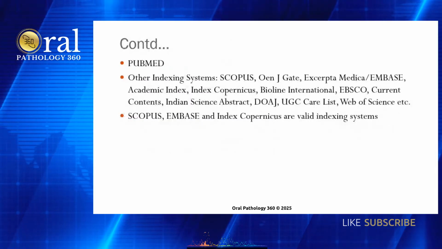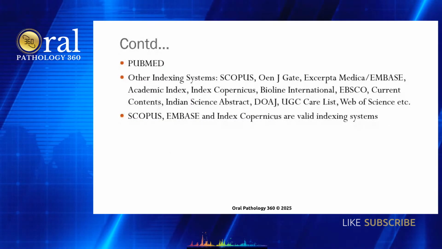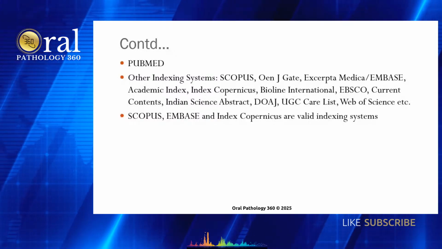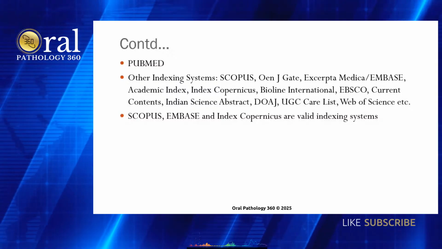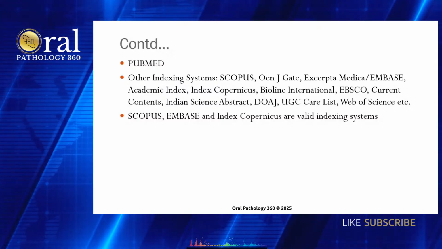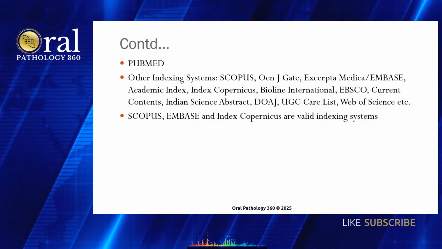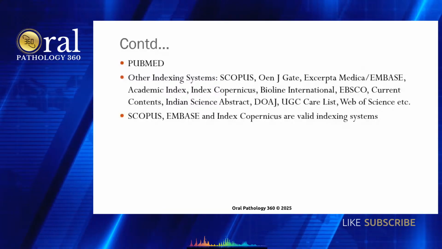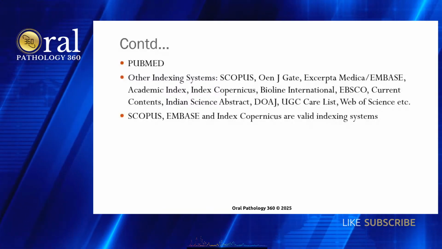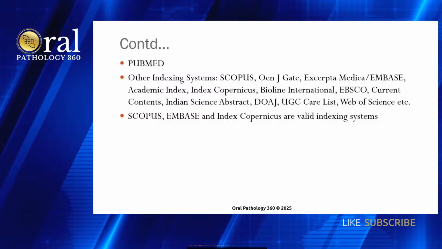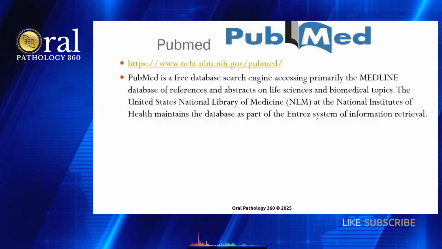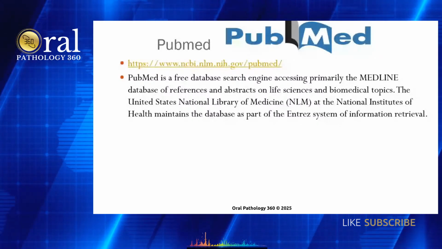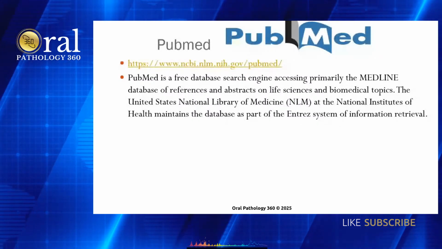Then PubMed, and certain other indexing systems. There are various other indexing systems: Scopus, OEN, JGate, Excerpta Medica, Embase, Academic Index. Several indexing agencies are available. So you have to check whether the journal that you are selecting is fitting into any of these. For PubMed, you can always go to the site and search whether the particular journal is PubMed indexed.